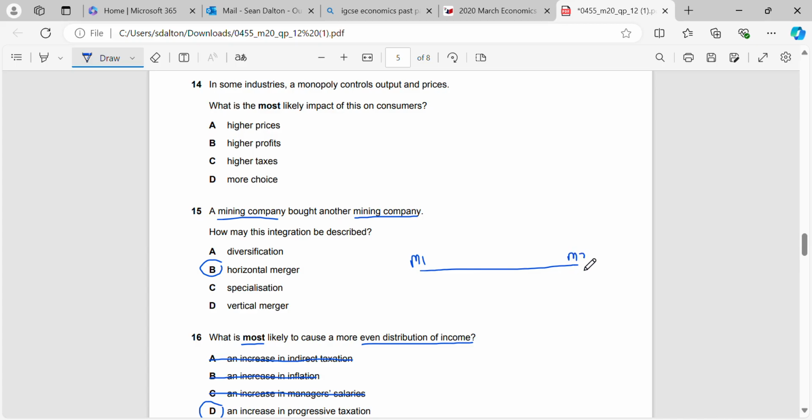Why do we say it's horizontal? Because they're not moving up or down the supply chain. So vertical, for example, right? This might be the retailer, who's selling the products. This might be the manufacturer and the mining company in this case. And then this might be the raw materials at the start, right? So vertical is moving up or down the secondary, primary, or tertiary sectors, or the supply chain. Horizontal is moving along with the same company in the same industry.